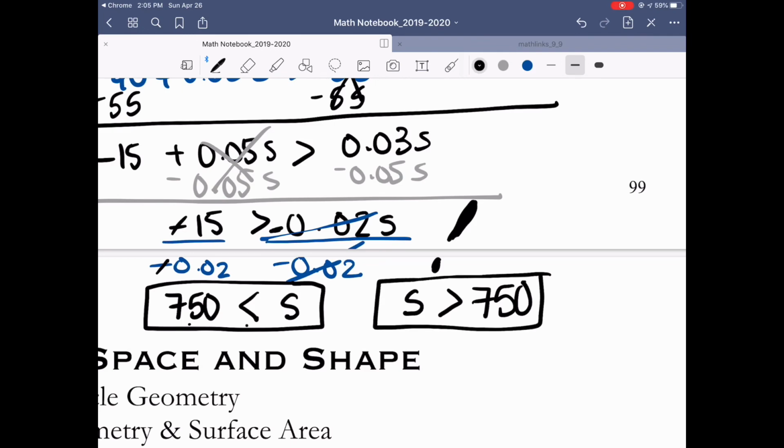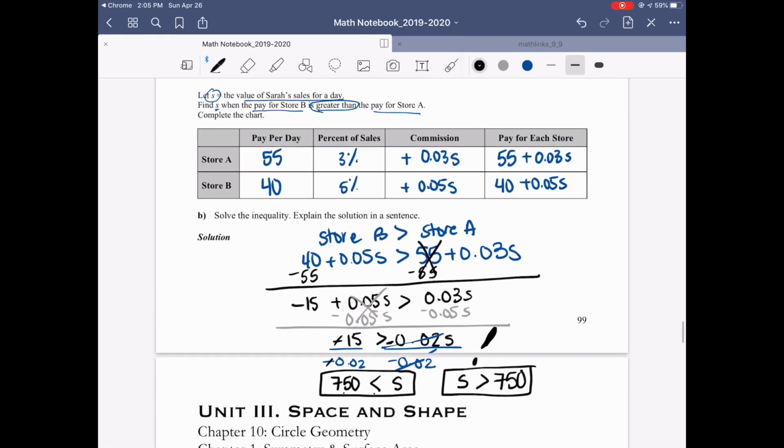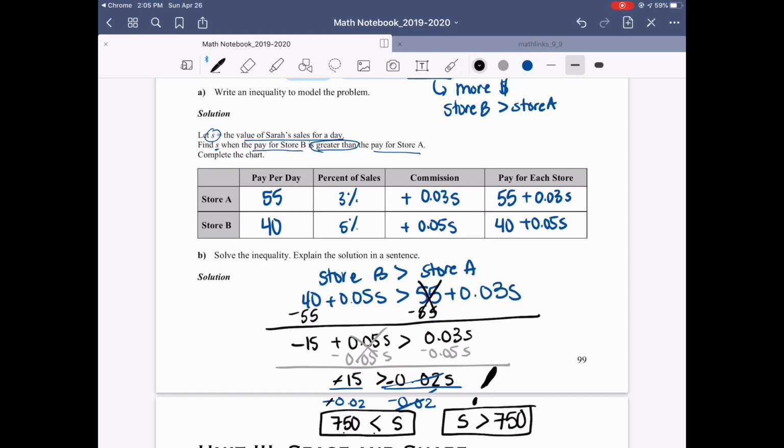So in order for store B to be the better option, she has to make more than $750 in sales. So more than $750 in sales would be how to make store B the better option.